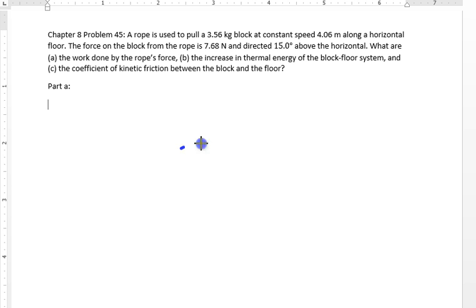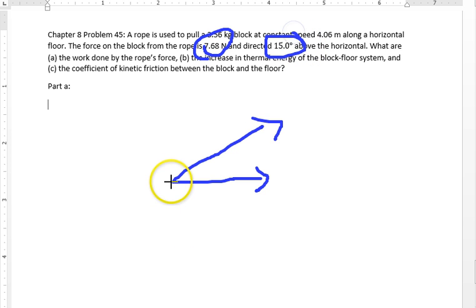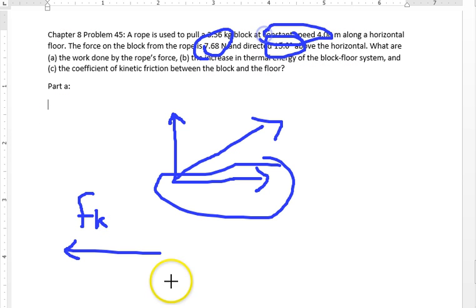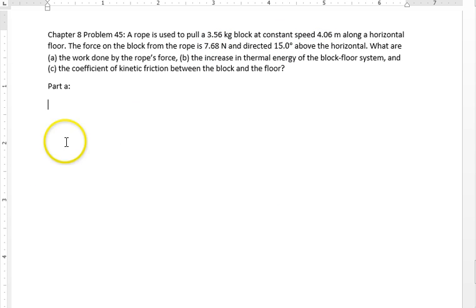Okay, so we're pulling along. Let me start over. We're 15 degrees above the horizontal. That means this force is 7.68 times the cosine of 15, and that force is 7.68 times the sine of 15, right? That also means that 7.68 times the cosine of 15 is canceling out exactly the kinetic friction, because the block is moving at constant speed, right?